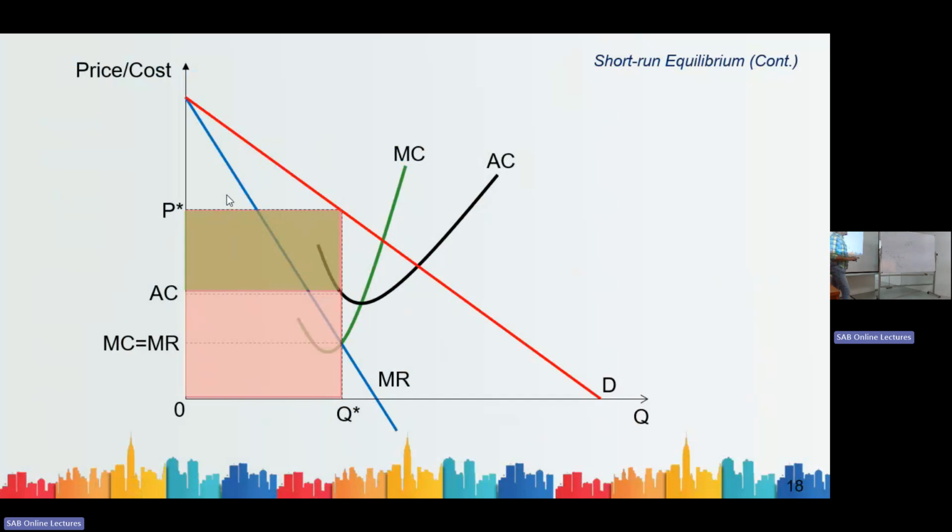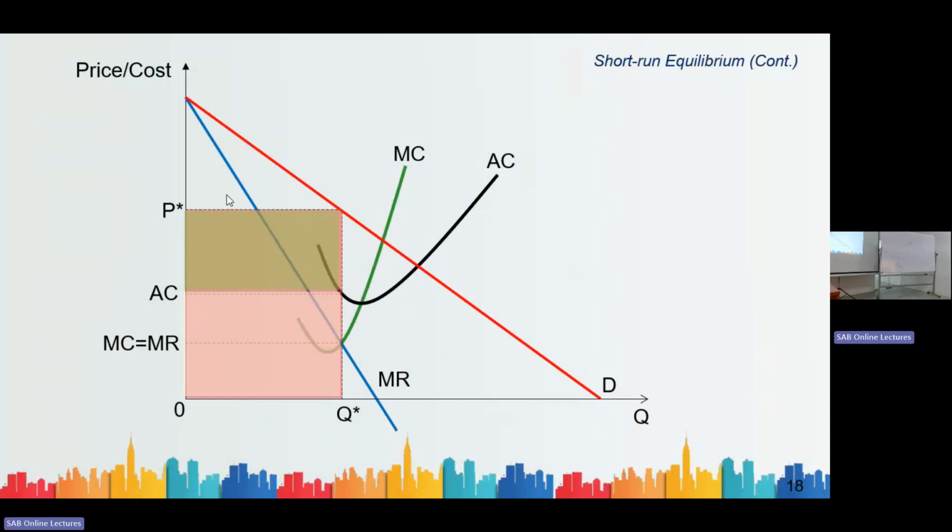Slope of MC is positive. Slope of MR is negative. So the second condition is also satisfied, that is, slope of MC is greater than slope of MR. Since both conditions are satisfied, this is the profit maximizing output level, this is the profit maximizing price, this will be the total revenue, this will be the total cost, and the remainder is the total profit. That will be the maximum profit this monopolist can earn in the short run.